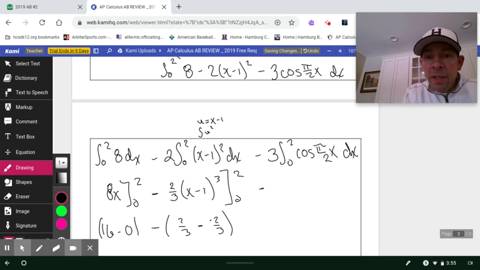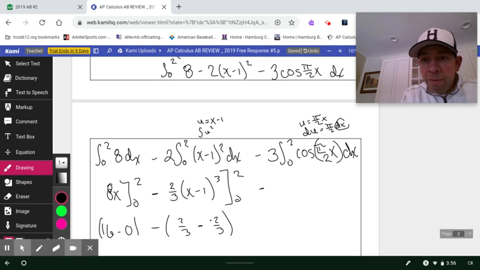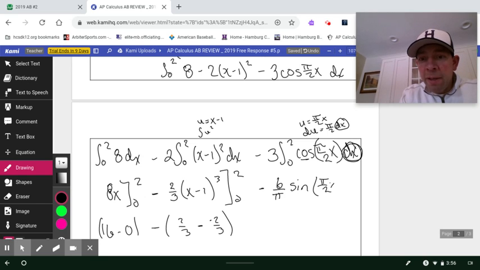Let's see, I got a 3 here. So again, because I got a little mini inner function here, I'm going to let u equal pi over 2 times x, and the derivative of that is pi over 2 dx. I like to solve for the dx and then substitute right here. So what are you substituting for that dx? You're substituting 2 over pi times du. And then by the time we integrate that, our coefficient is going to be 6 over pi. The integral of cosine is going to be sine in this case. And then you've got that inner function.